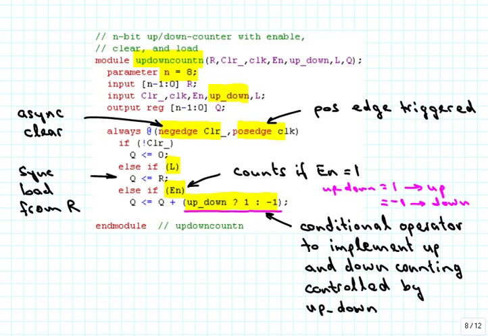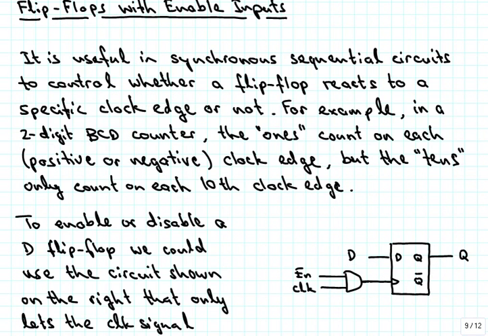We have already used enable inputs on the counters. We can also use that in general in any kind of flip-flops that we have in circuitry. And it is useful to have control over when a flip-flop is reacting to a specific clock edge or when it is not reacting.